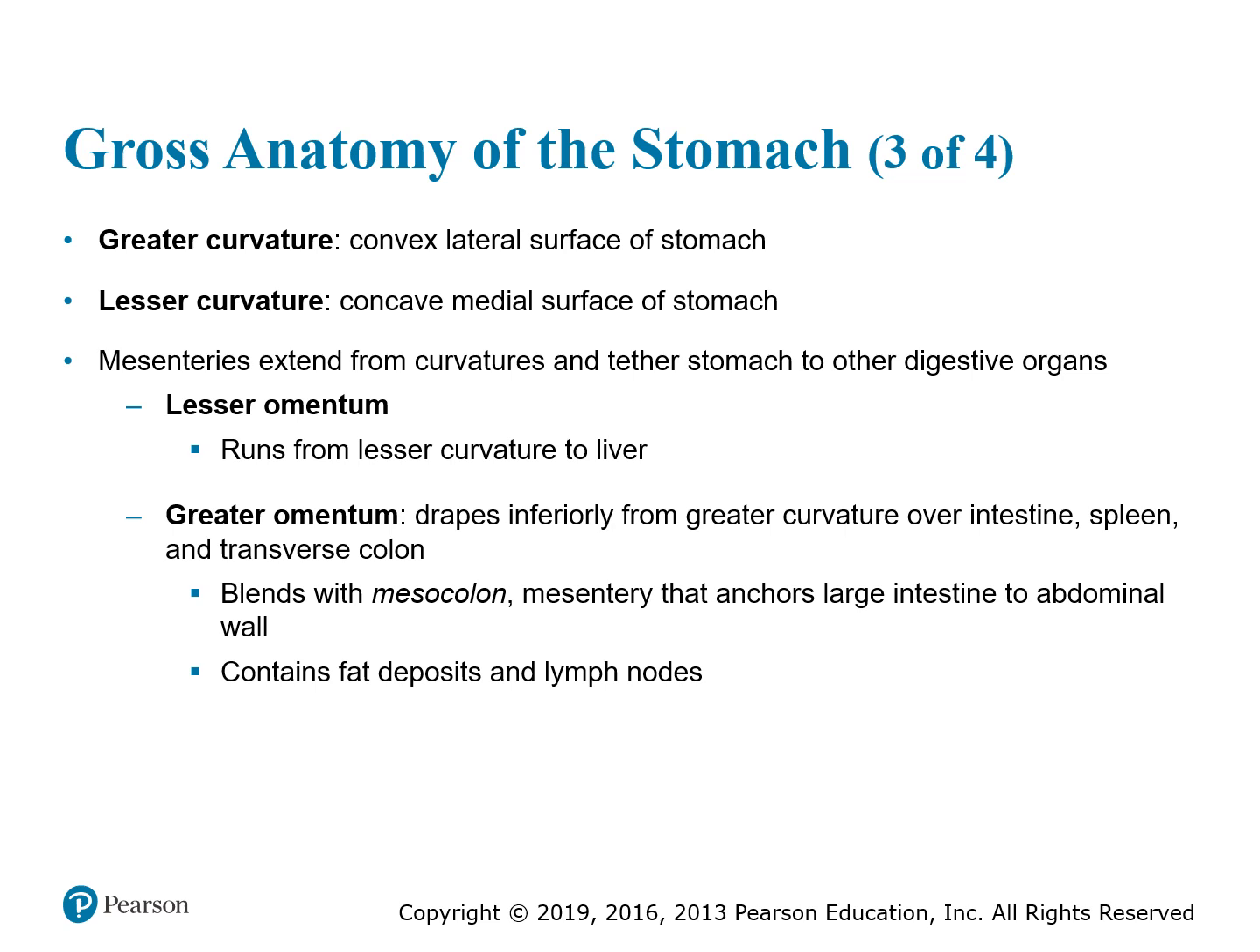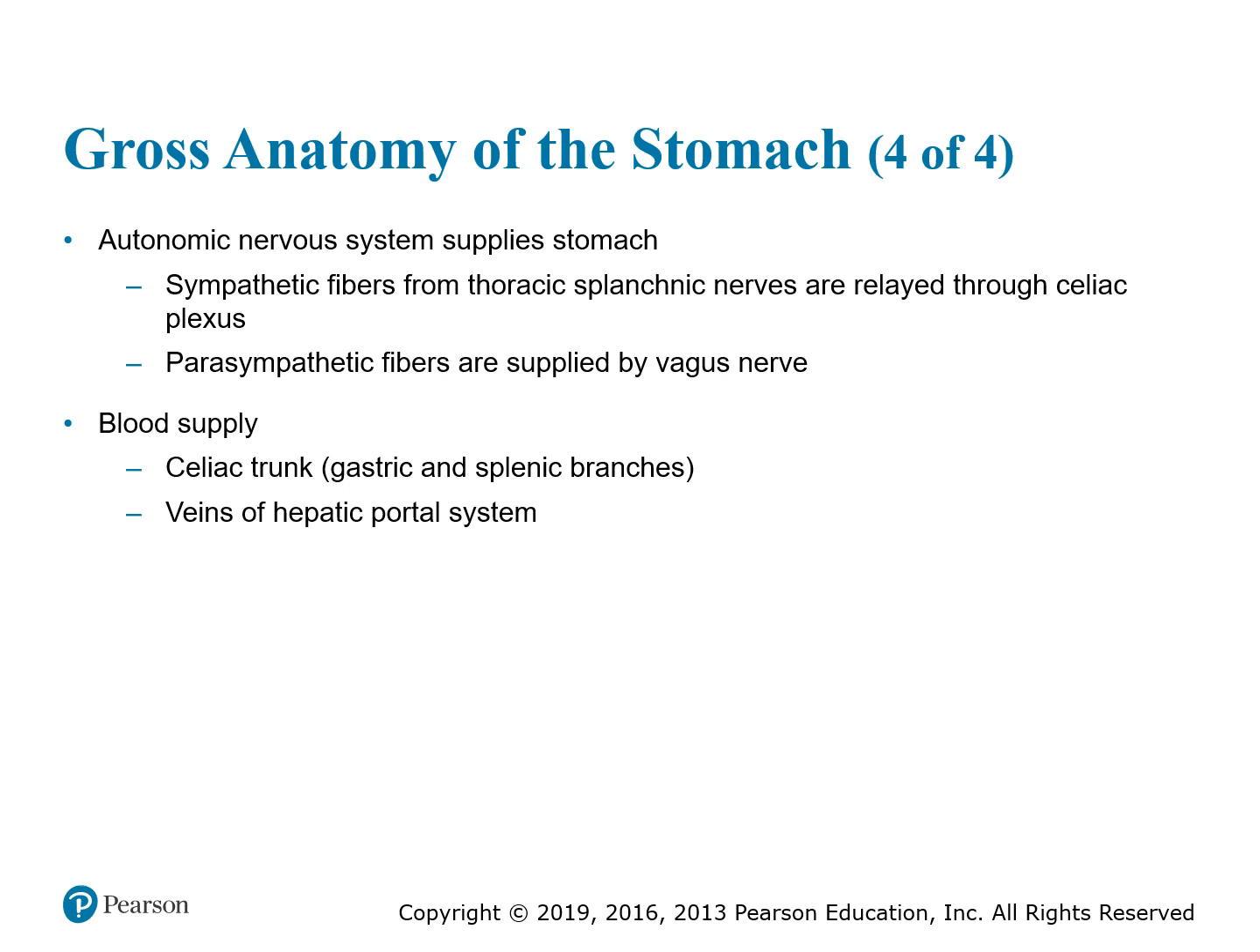Now let's move on to the next slide. The stomach is controlled by the autonomic nervous system. It supplies the stomach with sympathetic fibers from the thoracic splanchnic nerves, which relay in the celiac plexus. The parasympathetic fibers are supplied by the vagus nerve. The blood supply is the celiac trunk, which is a branch of the aorta, and the venous drainage is through the veins of the hepatic portal system.